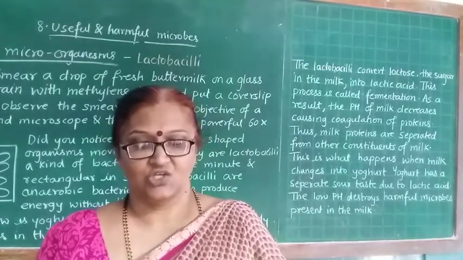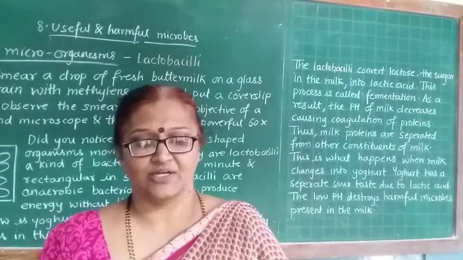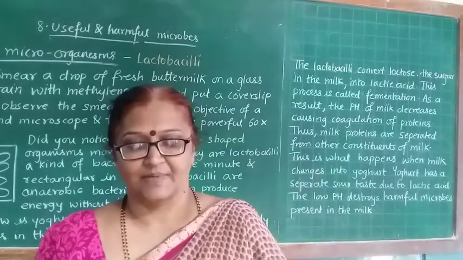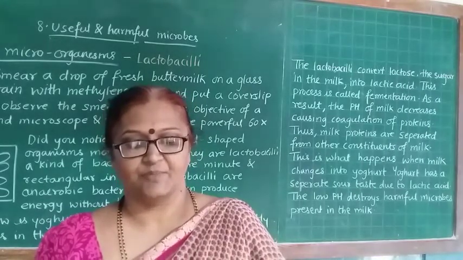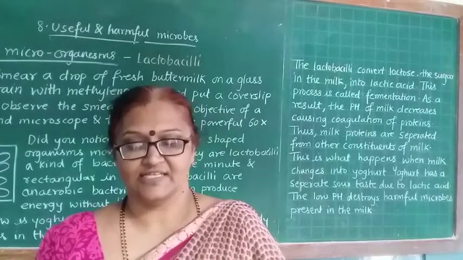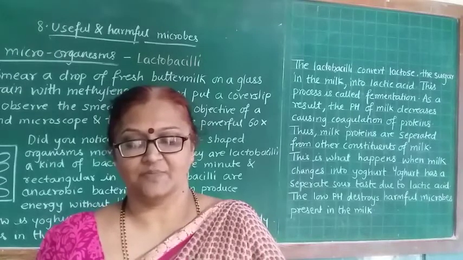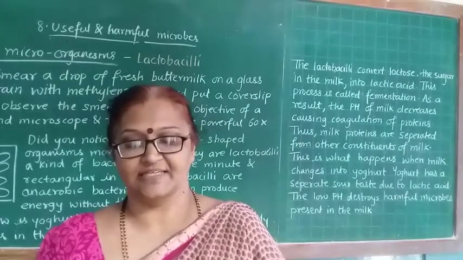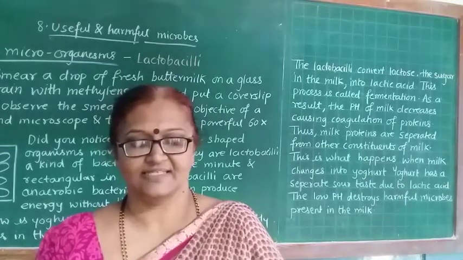Next, see there, uses of lactobacilli. Various milk products like yogurt, buttermilk, ghee, cheese, Srikhand can be obtained by fermentation of the milk. So there are various products which can be obtained from the milk. They are nothing but yogurt, buttermilk, ghee, cheese, Srikhand, and many other eatables.